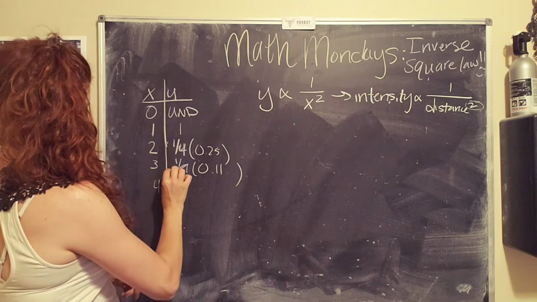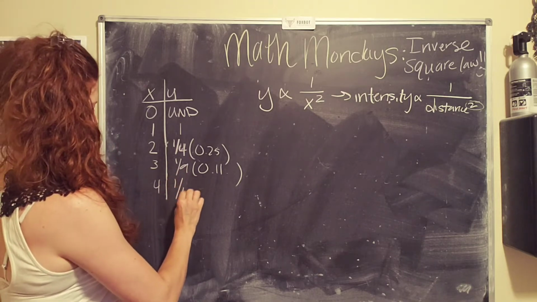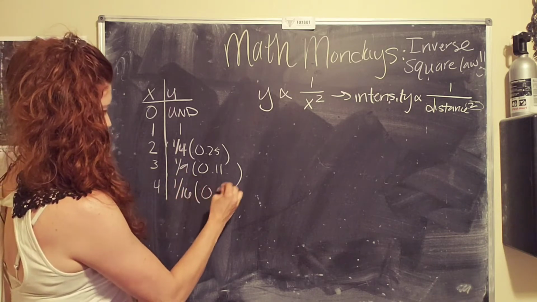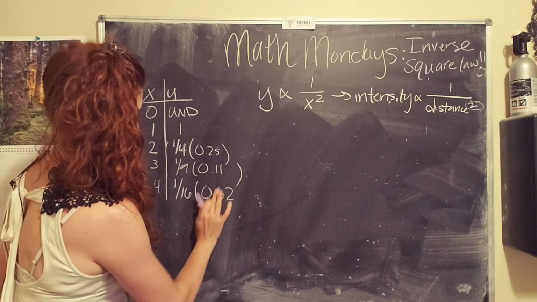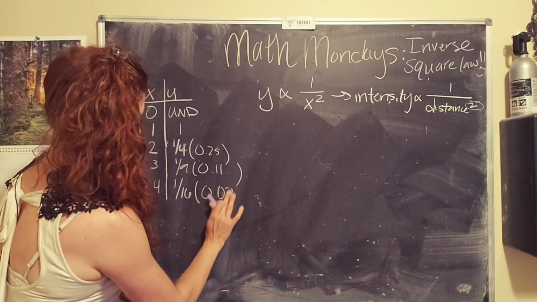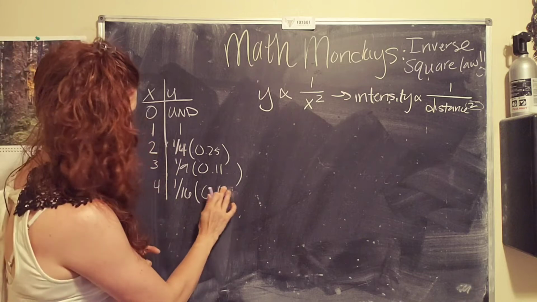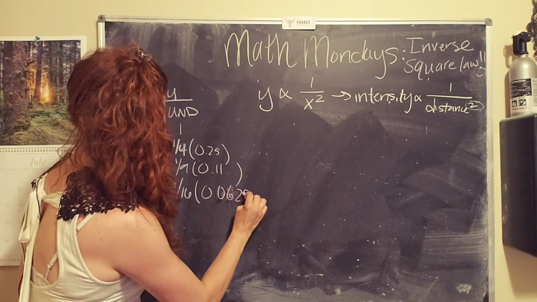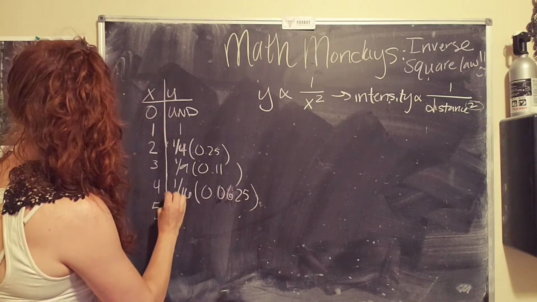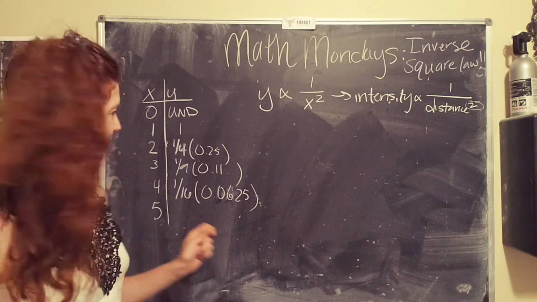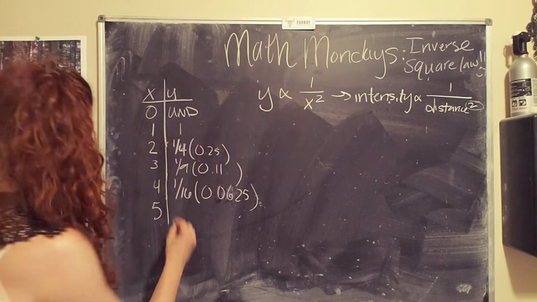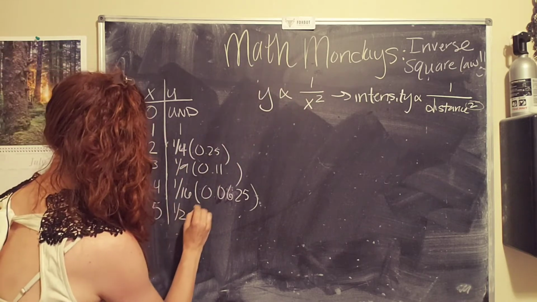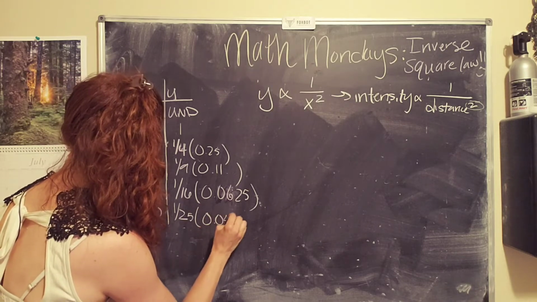If x is 4, then you get 1 over 16, which is 0.0625. Oh, I almost got ahead of myself here. And if x is 5, this will be our last data point. If x is 5, we get 1 over 25, which is 0.04.